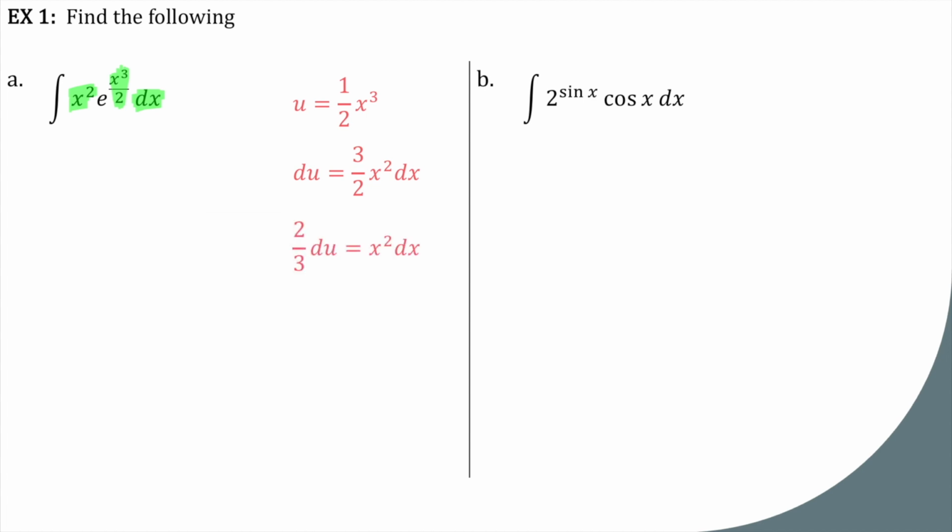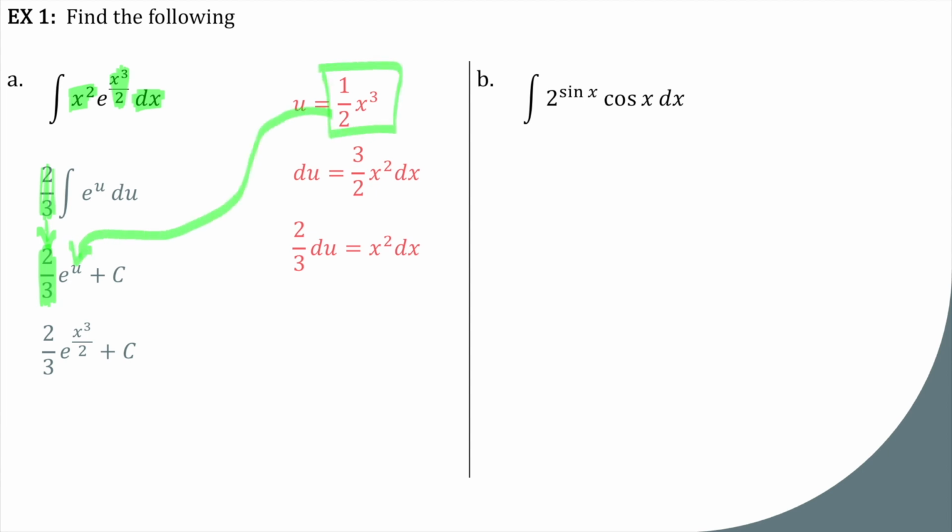So we'll isolate that, pull the 2/3 out, and we're just integrating e to the u du. Well, that's much easier. The antiderivative of e to the u is e to the u plus c. And of course, we have to bring our 2/3 down with us. And then last step is we need to plug our u back in. So our u goes back in here, and our final answer is 2/3 e to the x cubed over 2 plus c.